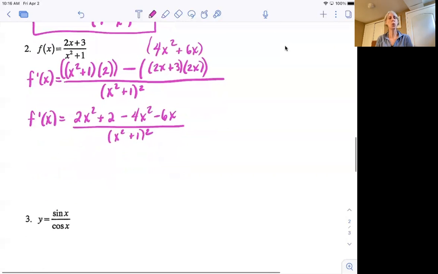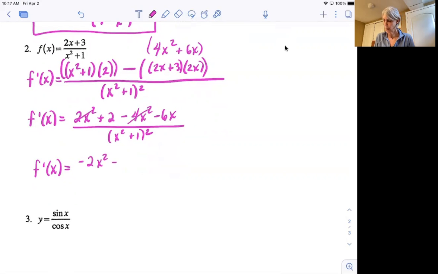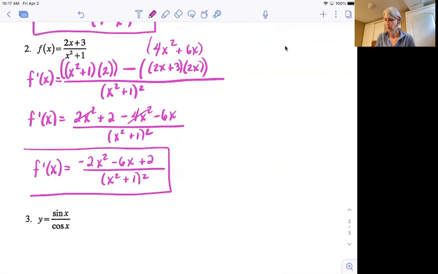So it's just a whole lot of algebra. Negative 2x squared minus 6x plus 2 over x squared plus 1 squared. And remember this rule, this expression we just found, it's a rule to find the slopes of the tangent lines.